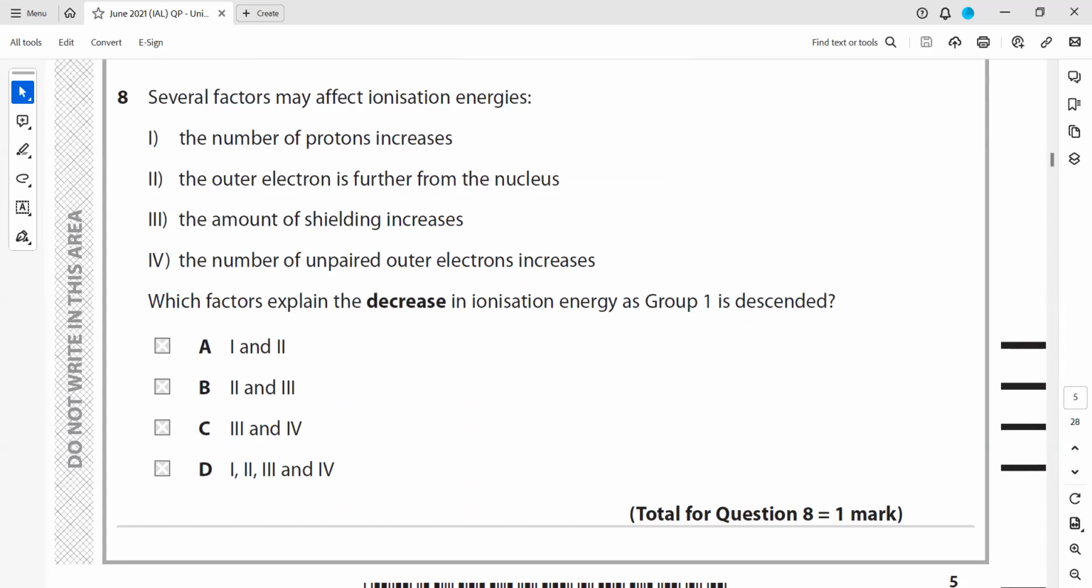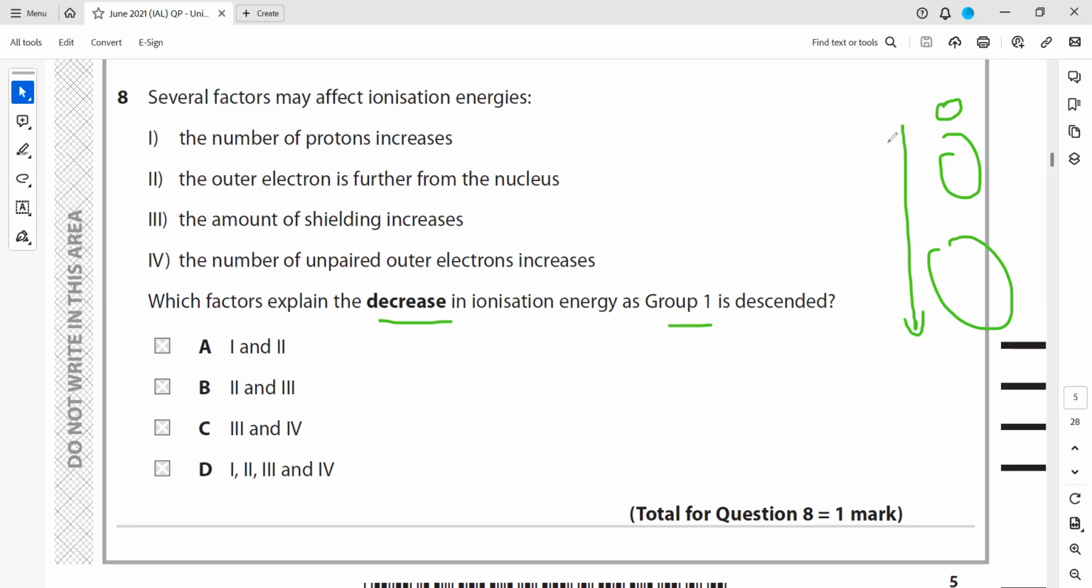Several factors affect the ionization energy: the number of protons, the outer electron being further from the nucleus, the amount of shielding increasing, and the number of unpaired outer electrons. Which factor explains the decrease in ionization energy of group 1? As we go down the group, why does the ionization energy decrease for group 1? We have to check which one explains the decrease.